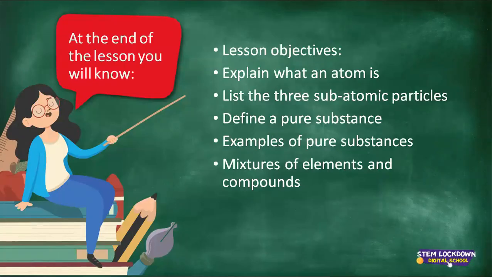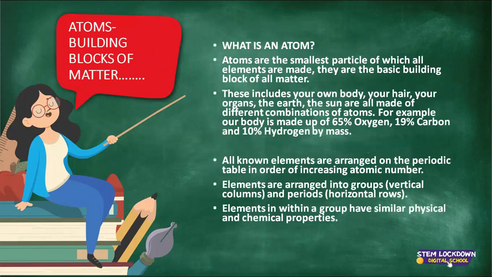So let's look at our lesson objectives. By the end of the lesson, you should know what an atom is. You should be able to list the three subatomic particles. You should be able to define a pure substance and give examples of pure substances, and you should be able to understand mixtures of elements and compounds. All right, so let's get going.